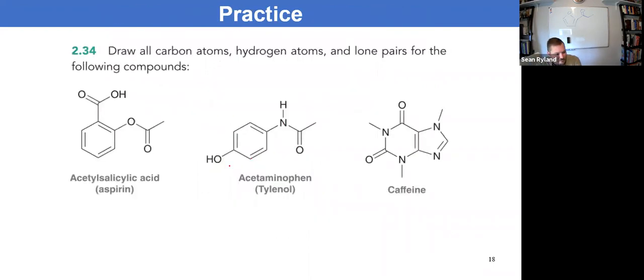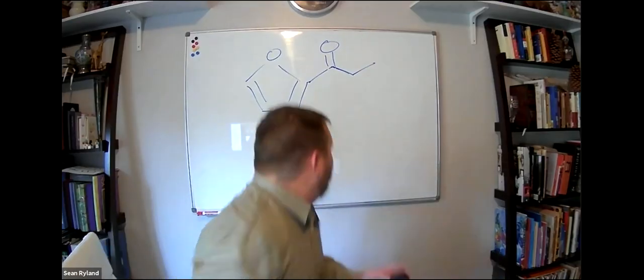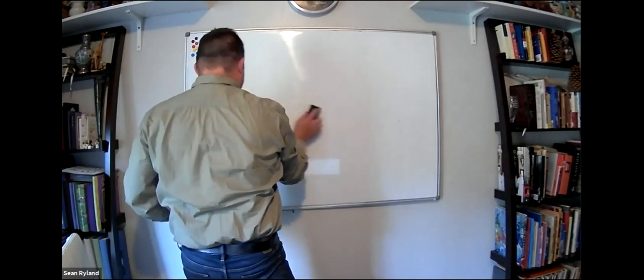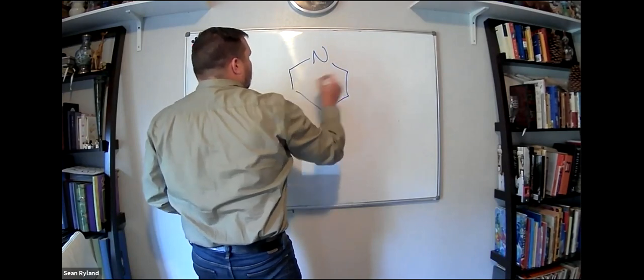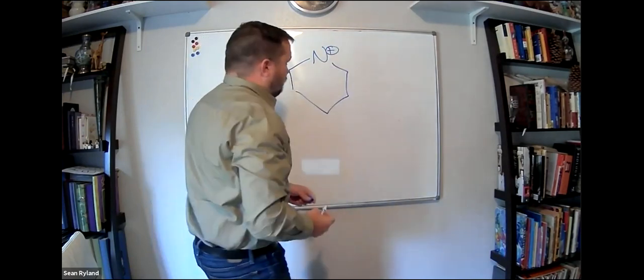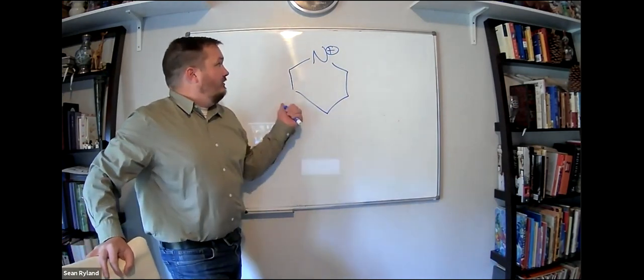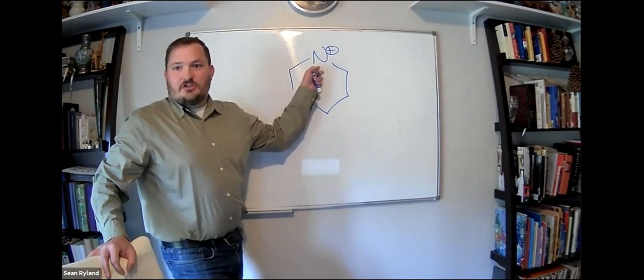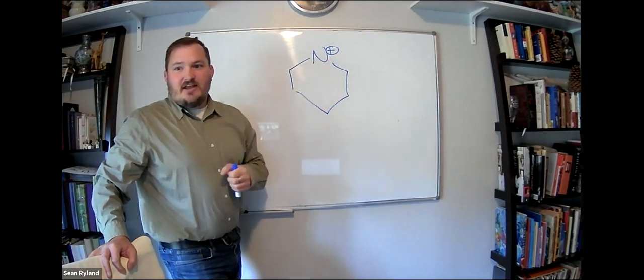Right, so if we have a charge anywhere, that's going to affect how we're going to draw this. If you put a nitrogen with a positive charge on it, say we had this ring structure drawn. So it's a six-sided ring with one of the carbons replaced with a nitrogen that has a positive charge. How many hydrogens are attached to that nitrogen?